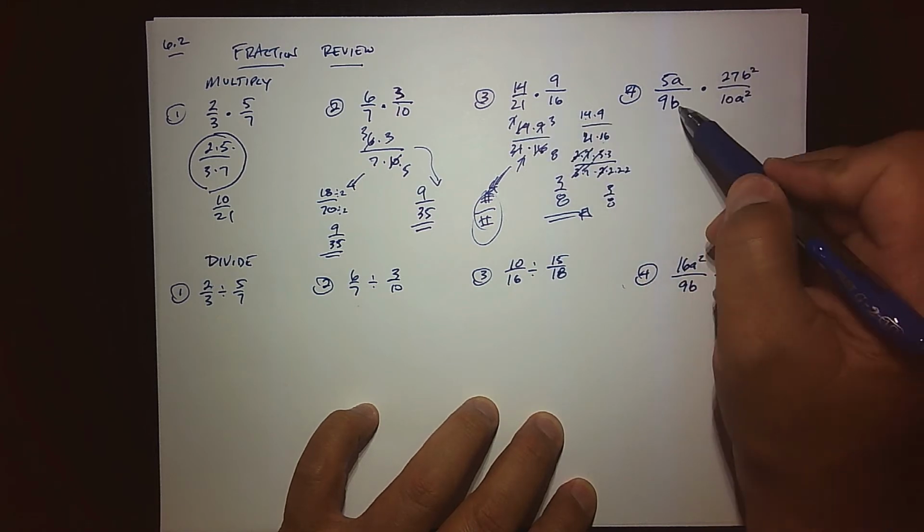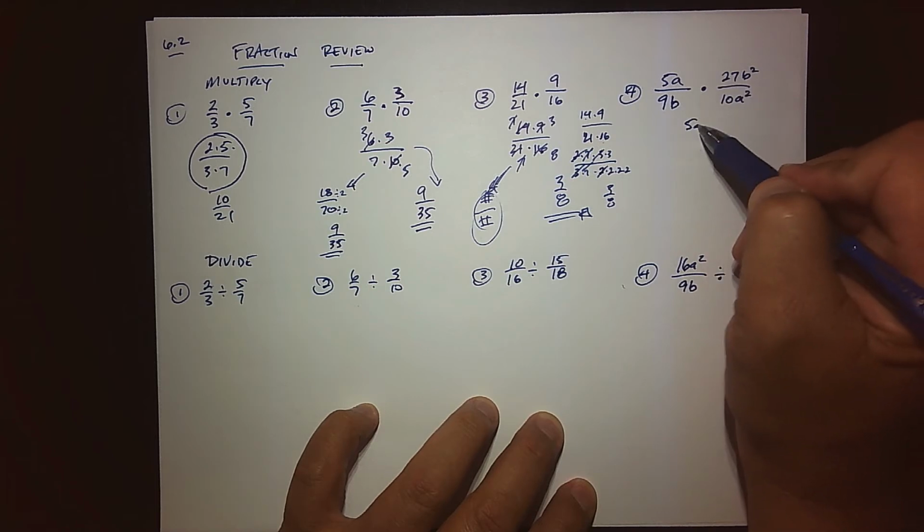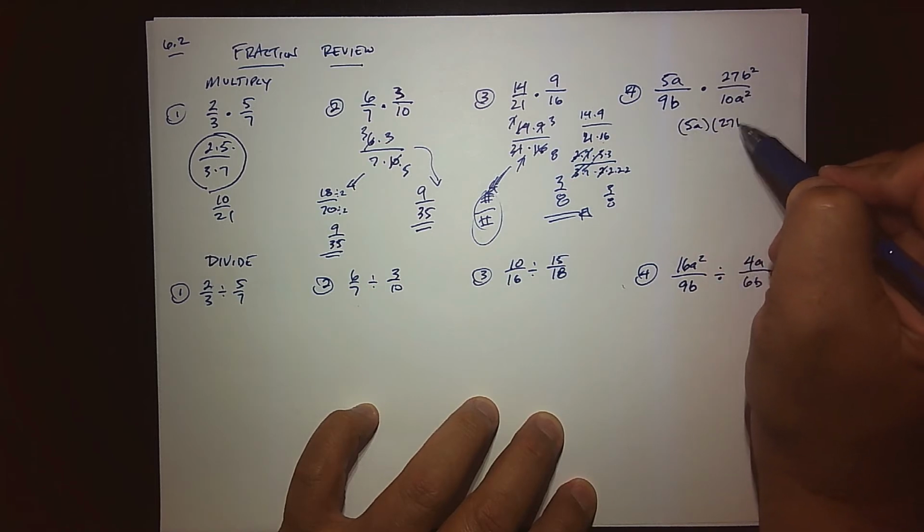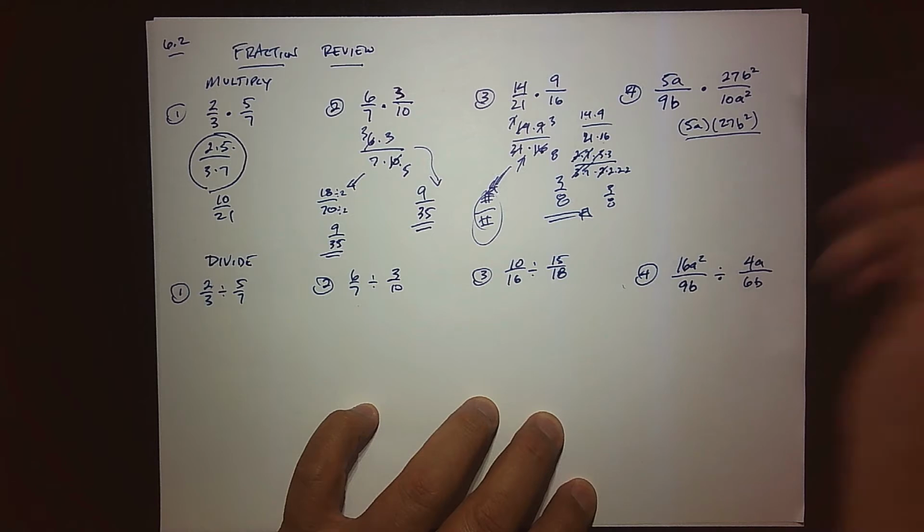So one more multiplication example. Again, if we literally do this, this is 5a times 27b squared. Top to top, bottom to bottom.